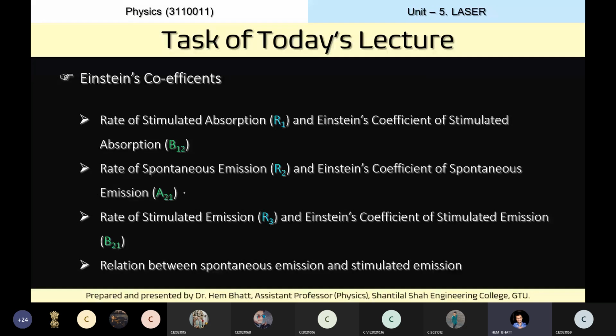You are likely to forget all these symbols. R1 શું છે, R2 શું છે, R3, B12, B21, A21. Okay? So you are likely to forget these points. Don't make any blunder here.